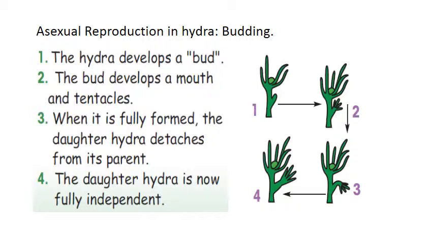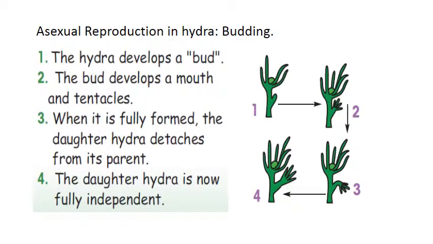An example of asexual reproduction in hydra is called budding. Hydra is a multicellular living organism that lives in the seawater. In step number 1, the hydra develops a bud. It comes out of the main body of the hydra. It's called a bud. In the second step, the bud develops a mouth and tentacles. Tentacles are like false arms of the hydra. They're not real arms.